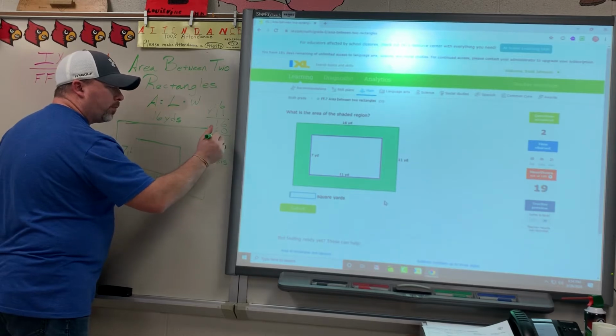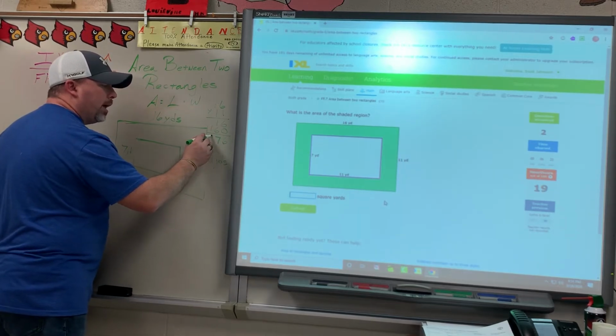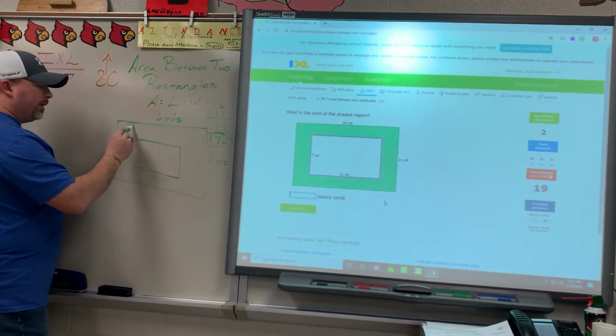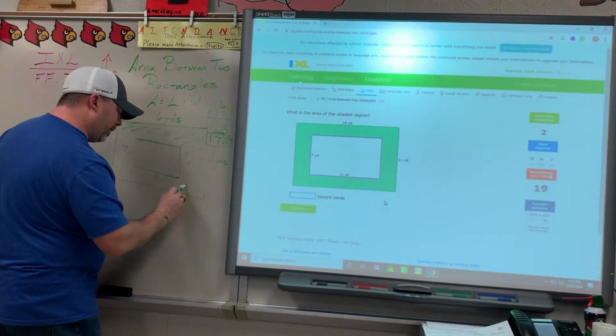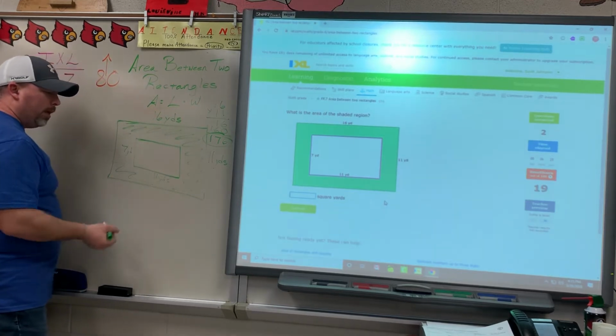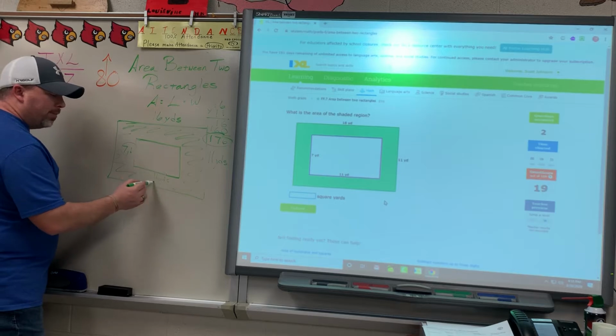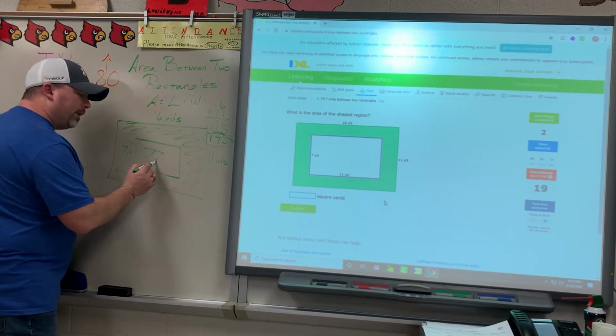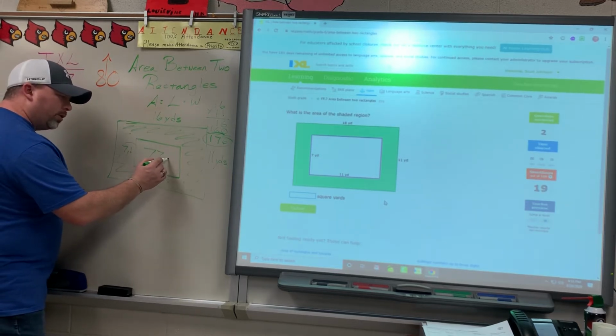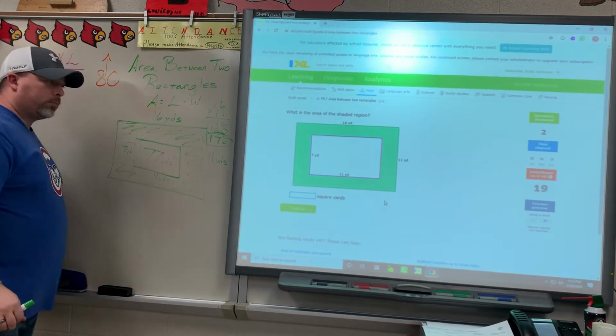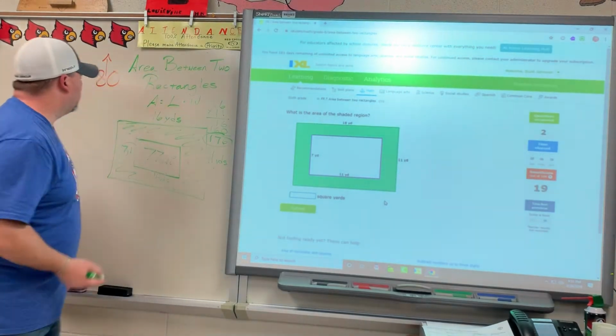6, 7, and 1. 176 for the big figure. Okay, now the small one, 7 times 11. Oh, that's 77 yards squared. And now we just subtract.